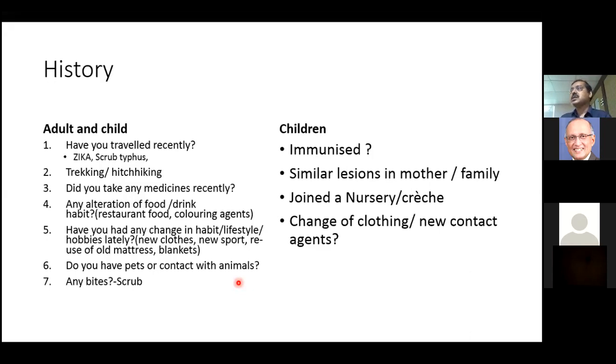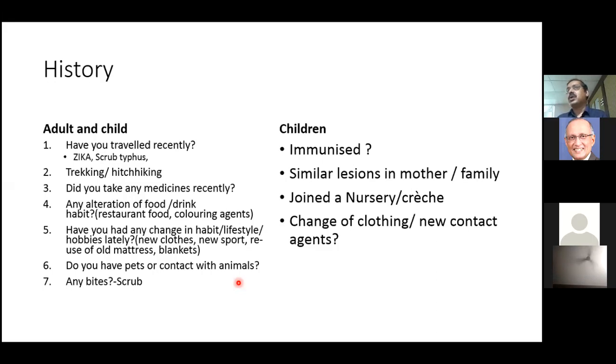Have you had any change in habit or lifestyle or hobbies, like a new cloth or a new sport was started, or the reuse of an old blanket? It's as simple as dust-induced contact dermatitis. So during this rainy season or the winter season, that is when patients would have kept it in the cupboard and then they start reusing it, and that is when they get the rash the next day with a little bit of pruritus. So you must be able to think on those lines whether this rash is related to something of that sort.